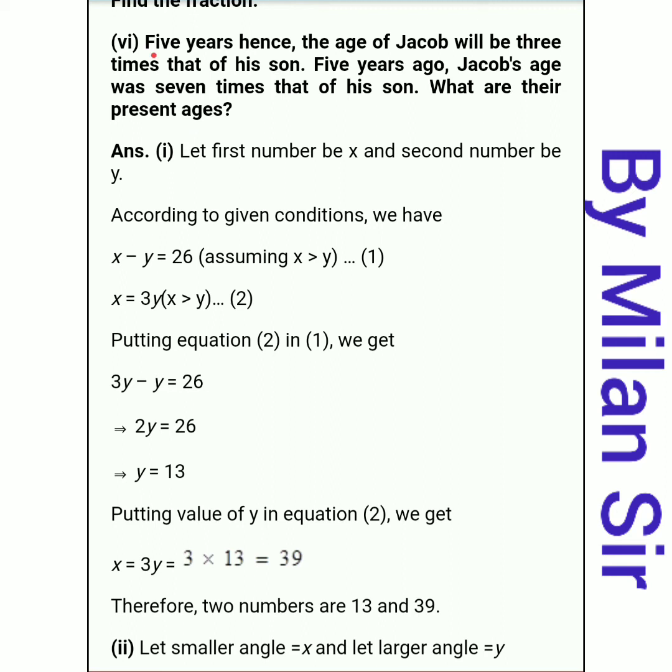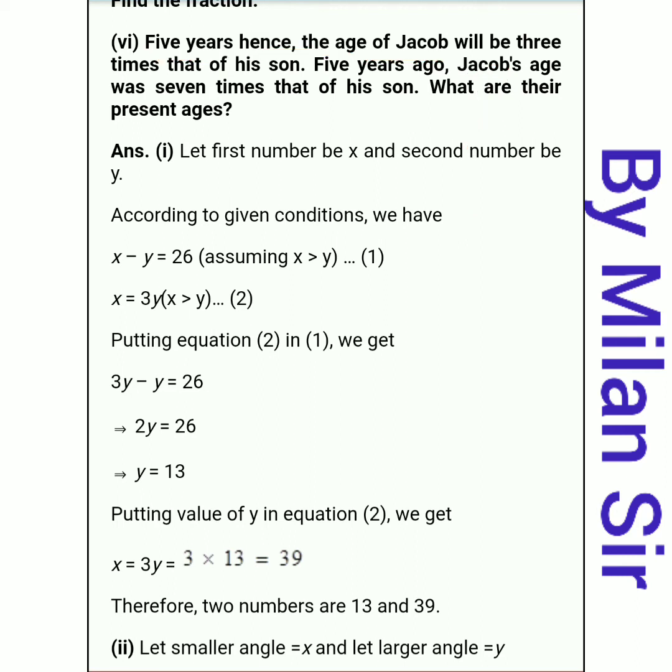For the first equation, just read this line, 5 years hence. Hence means after 5 years. So after 5 years, the age of Jacob will be 3 times that of his son.